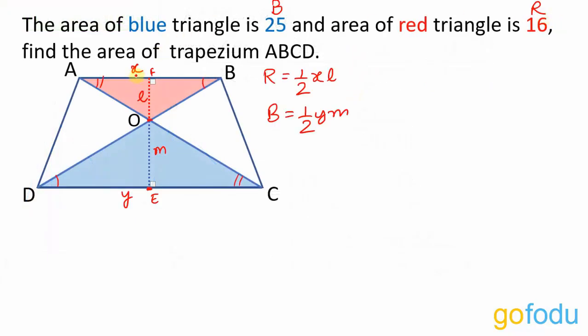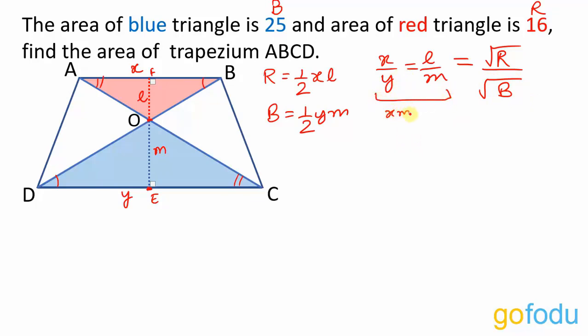The ratio of corresponding sides, that would be X upon Y, would be equal to the ratio of altitudes, that is L upon M, which will be equal to the ratio of roots of areas, that would be root of R upon root of B. From here I can say XM is equal to YL. This thing I am going to use later on in the question.